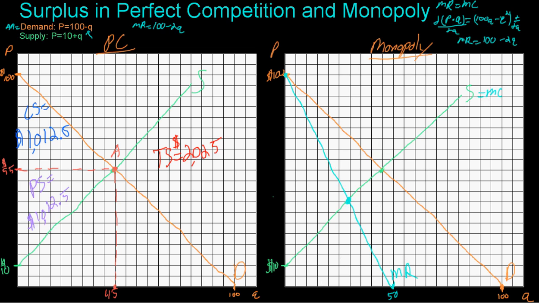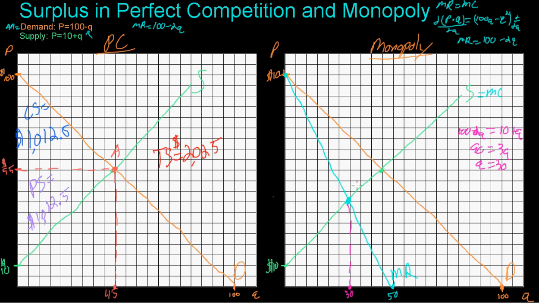And we'll grab a different color. So we're going to have 100 minus 2Q, which is marginal revenue, is equal to supply, or marginal cost, which is 10 plus Q. So if I add 2Q over, I get 3Q, and if I subtract 10 from 100, I get 90. So I get that Q is equal to 30. So this right here is 30.